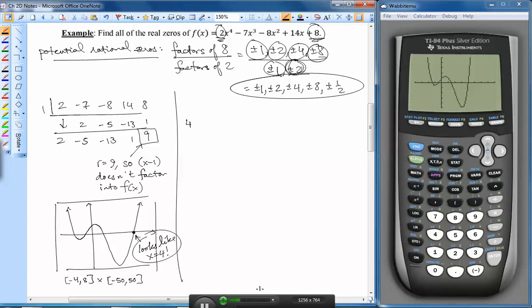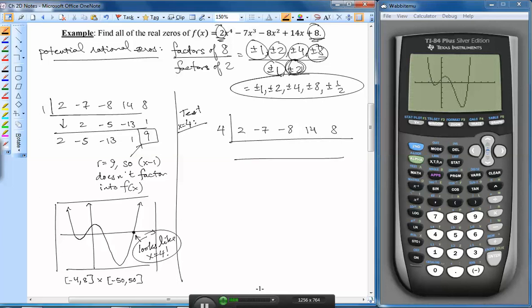Okay, now you're not supposed to rely on your calculator to actually tell you that it's 4. And on a test, you're not going to get that. You might get the picture of the graph, but you're not going to get the calculator for a problem like this. So we're going to test x equals 4. Okay, so let's do that. Here's 4.